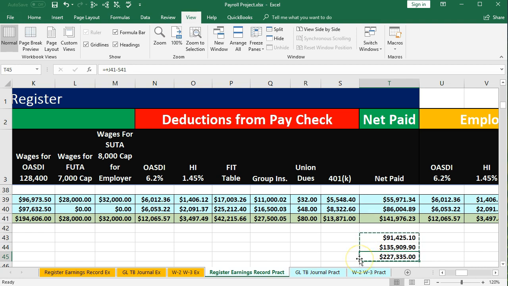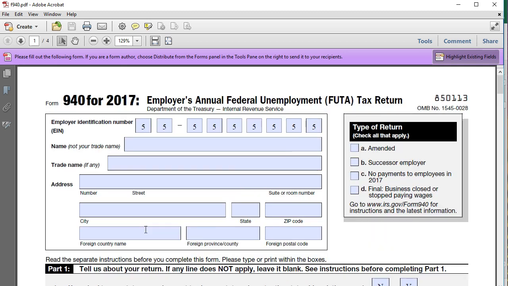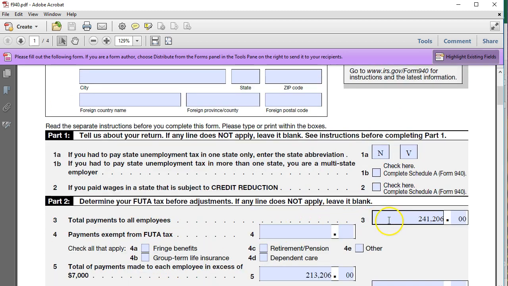227,335 is what's on the 941s when adding them up. The difference then between what's on the 940 and the 941 is going to be what's in the 401k plan, the 13,871. So if we go back to the 940 and we say, okay, I can reconcile this to the 941s, the difference should be the 401k plan. That could give us some peace of mind. We know exactly what the difference is there.